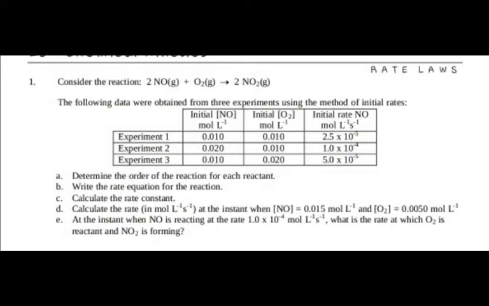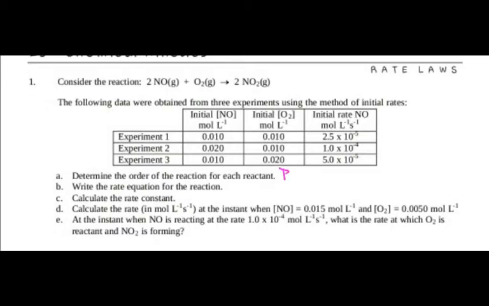So that's the reason why they gave us this table. So part A says that we need to determine the order of the reaction for each reactant. So we're going to do that with respect to nitrogen monoxide and to oxygen. But before we do that, let's go ahead and write the rate law expression.